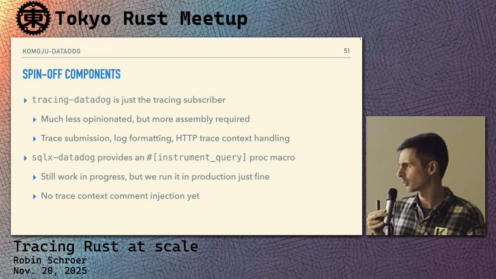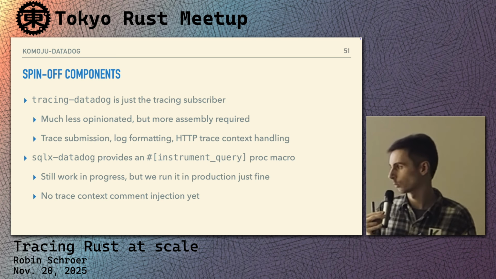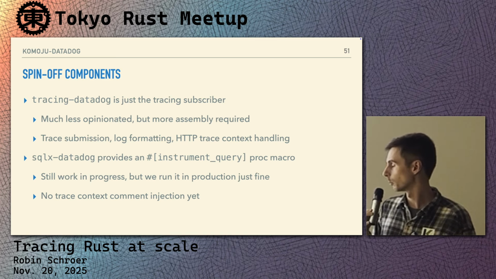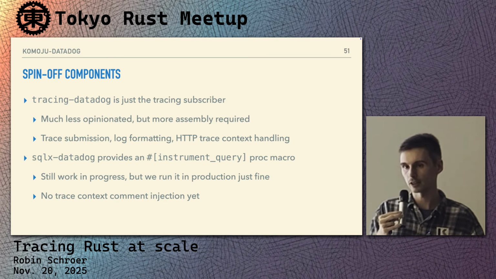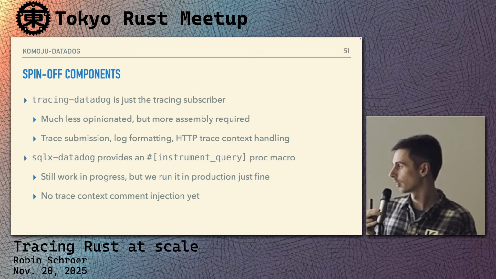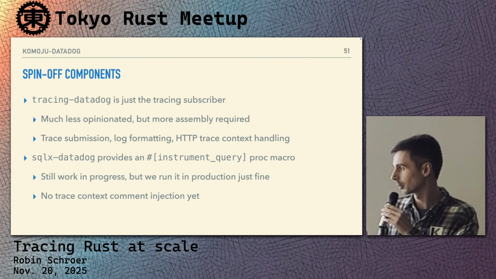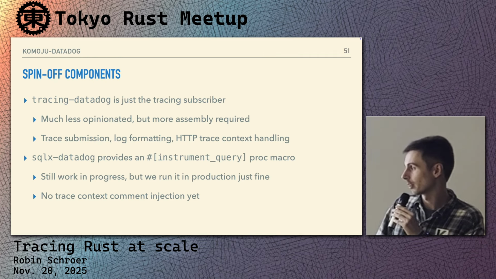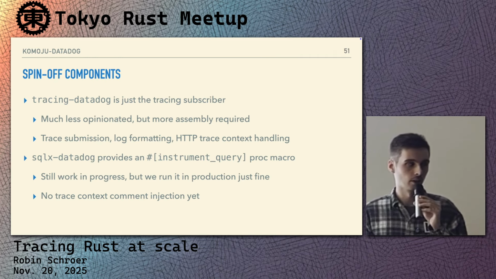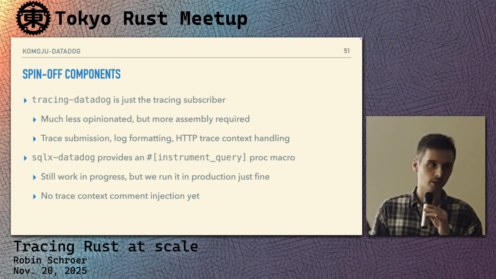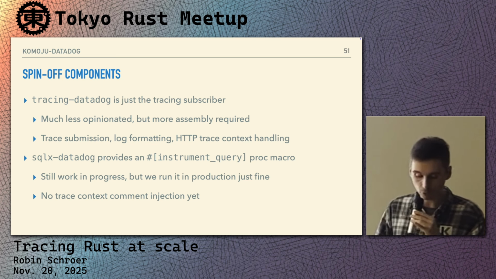We also have SQLX Datadog, which does the SQL bit, because again, we use SQLX. There's a different instrument macro, which is instrument query, so it attaches all the right kind of tags to make the query look like the example we had. But that one's still a bit work in progress, so it works for us, but it's still a bit janky. And it doesn't do the trace context comment injection yet, mostly because it's a proc macro, and my proc macro skills are not that great.